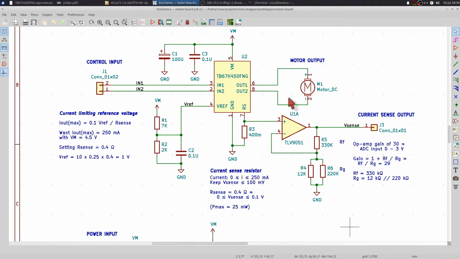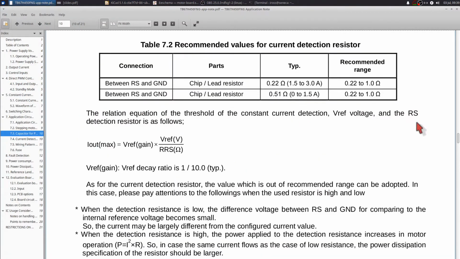The next thing to think about is setting this reference voltage that's used by the motor driver to actually control the current limitation mechanism that it has. And there's a little formula to calculate this in this application note. We can fill in some of the things here. We know that I out max is 0.25. That's our 250 millivolts maximum current.